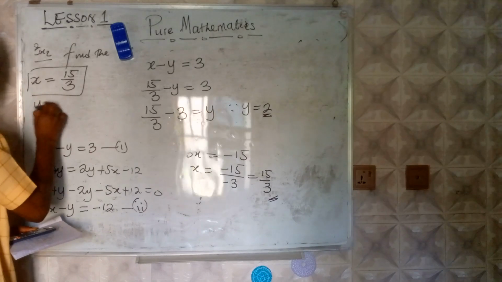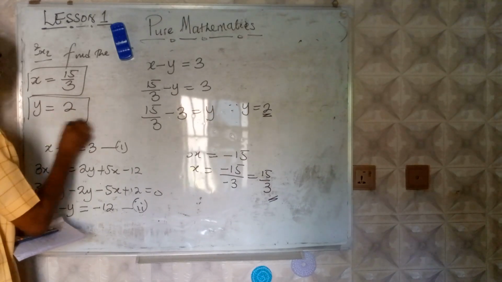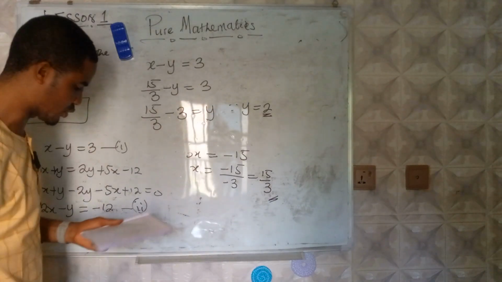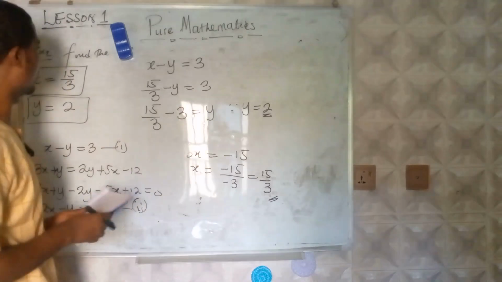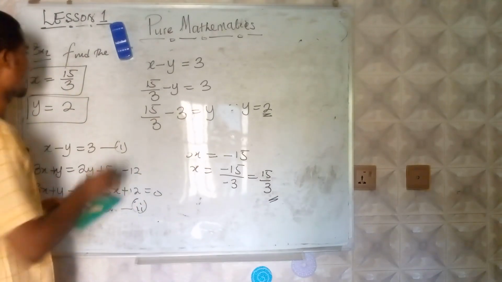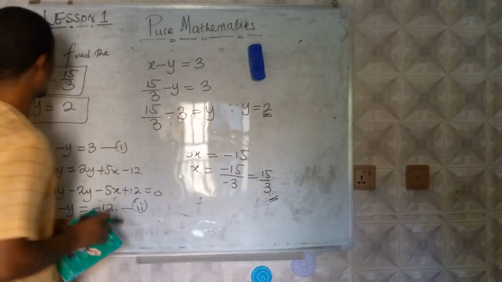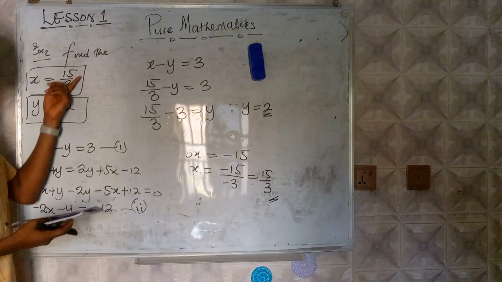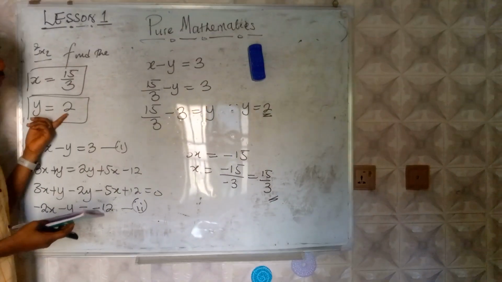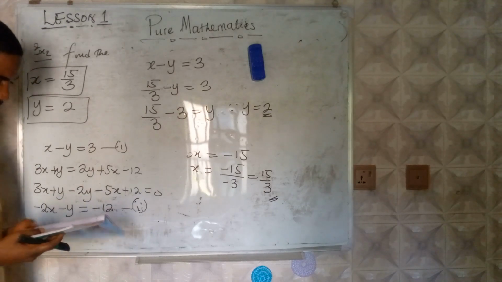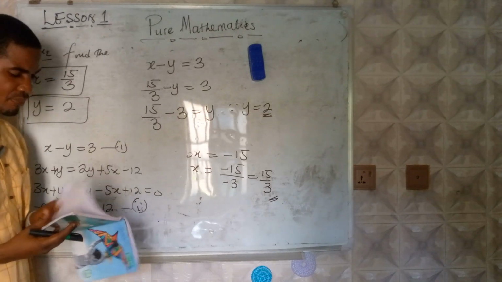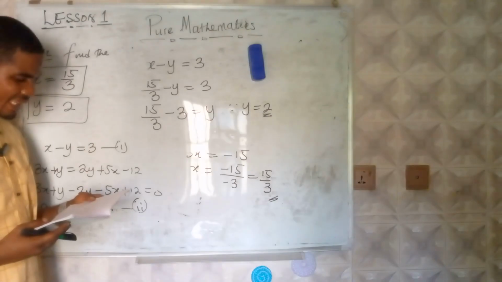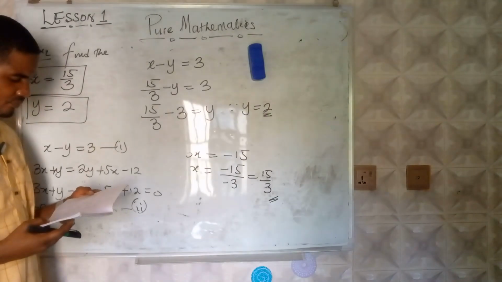So I have the value of my y to be equal to what here now? 2. So according to the question, they asked us to find the value of x and y, of which we have obtained that x is 15 over 3 and y is equal to 2. That brings us to the end of the second example. We are going to be going to the last example.